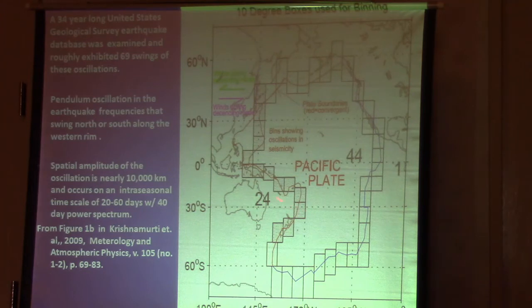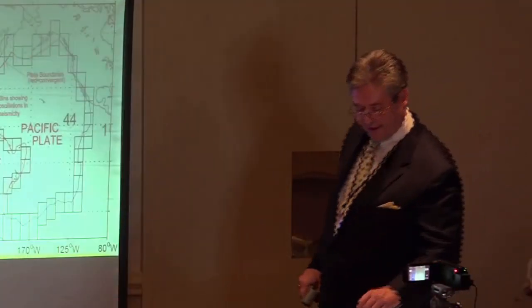And what he found, he looked at earthquakes all around the Pacific Basin. But what he found was on the western rim, in these stippled areas, that's where he found this north-south oscillation effect. So he didn't find it anywhere else except this. And I think there might be a reason for that.